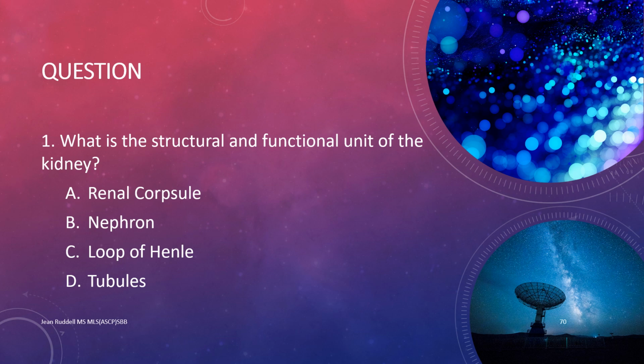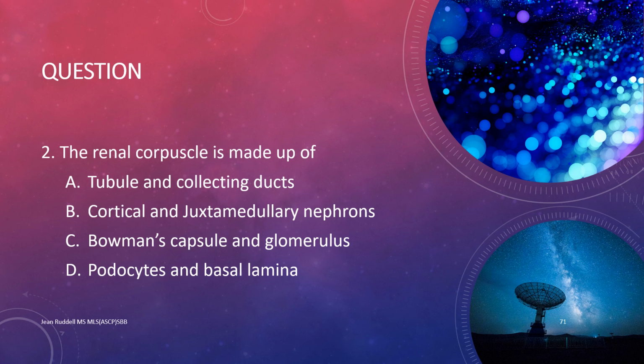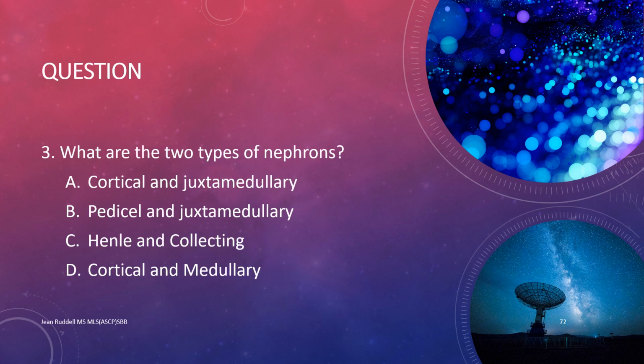The nephron. Question 2. The renal corpuscle is made up of A. Tubule and collecting ducts. B. Cortical and juxtamedullary nephrons. C. Bowman's capsule and glomerulus. D. Podocytes and basal lamina. The answer is C. Bowman's capsule and the glomerulus make up a renal corpuscle.